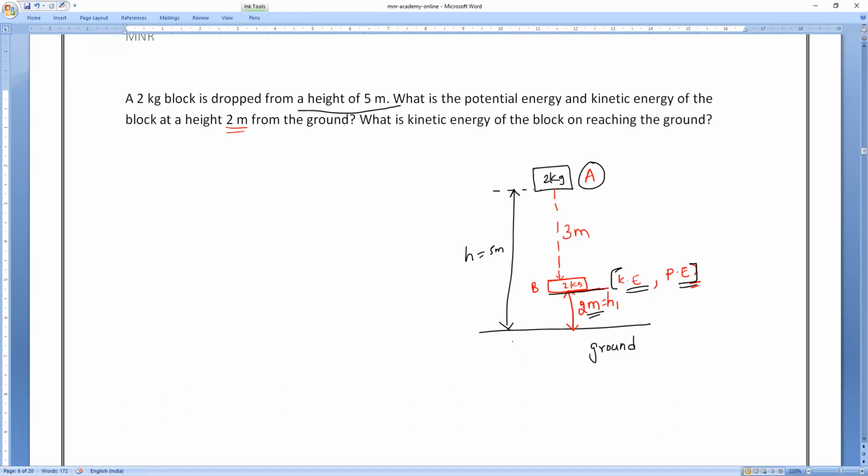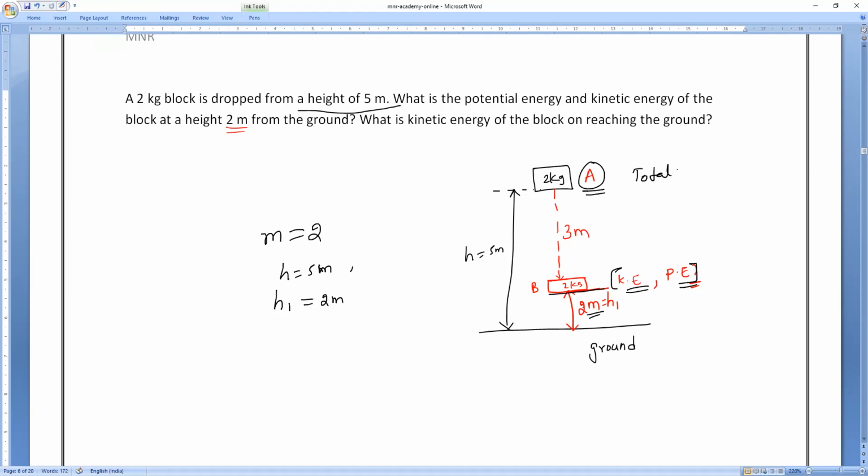Okay, so let us see now. First, given: m is equal to 2 kg, H is equal to 5 meters, and H1 is equal to 2 meters. Now, at A, what is the total energy? Can you tell me? At A, what is the total energy?